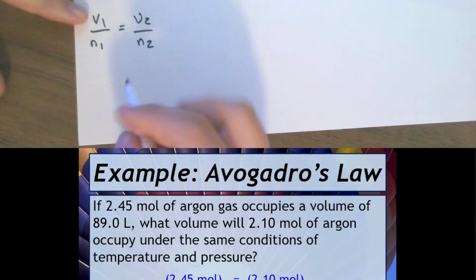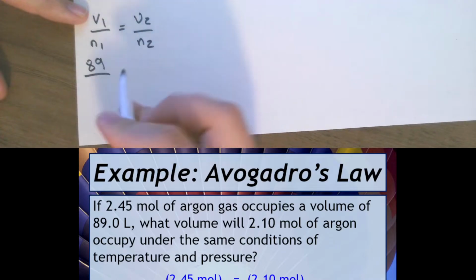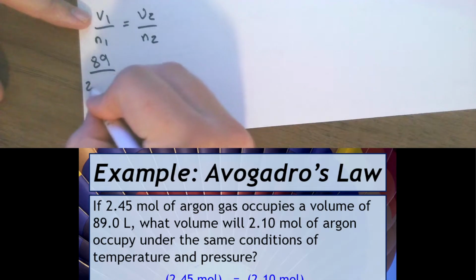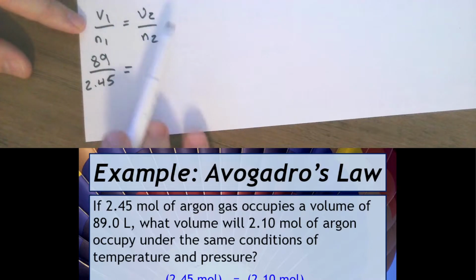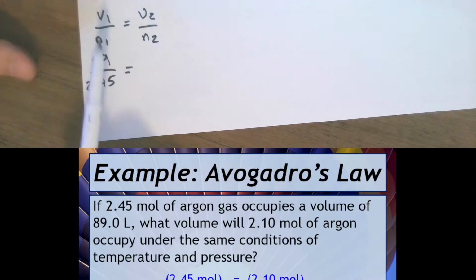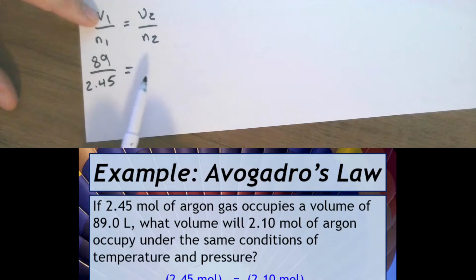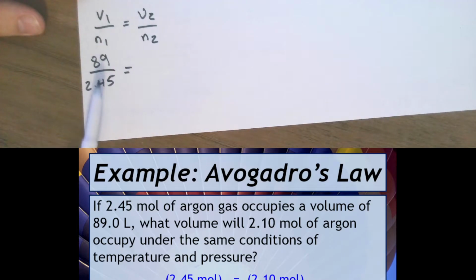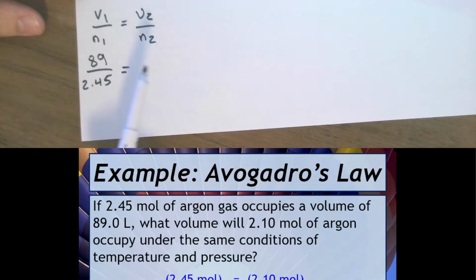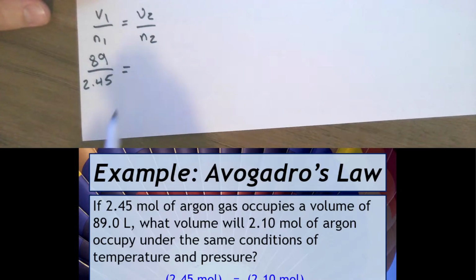Volume 1 on top, so I'm going to use 89. Moles 1 on the bottom, 2.45. Real quick about the 1s and 2s, it doesn't matter which side you put your 1s or 2s. They're equal to each other. So no matter if you put the initial information on the right or the left, it doesn't matter. What really matters is that you pair up the right information. So this 89 liters is applying to this 2.45 moles. I could have put it here on the left, I could put it on the right, and I would get the same answer. But just know to keep them paired up together.